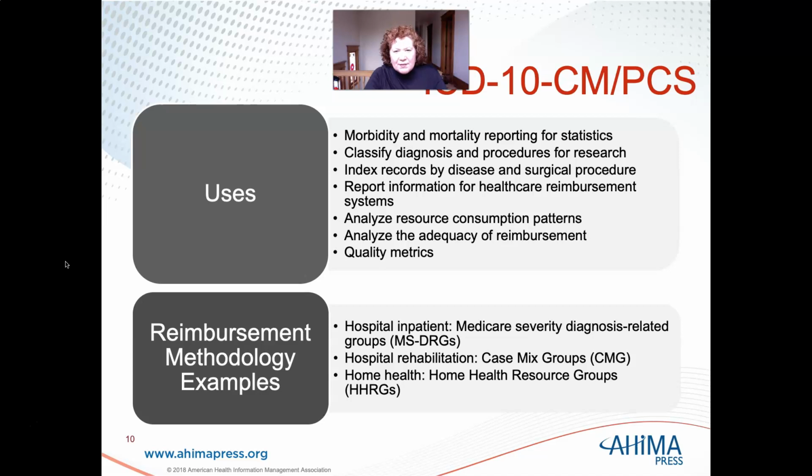It's used to classify diagnoses and procedures for research, index records by disease and surgical procedure, report information for healthcare reimbursement systems, analyze resource consumption patterns, analyze the adequacy of reimbursement, and develop, report, and analyze quality metrics. Reimbursement methodology examples: there is the prospective payment of MS-DRGs, Medicare Severity Diagnosis Related Groups. There are case mix groups, and that's in hospital rehab. For home health care, there are home health resource groups, HHRGs.